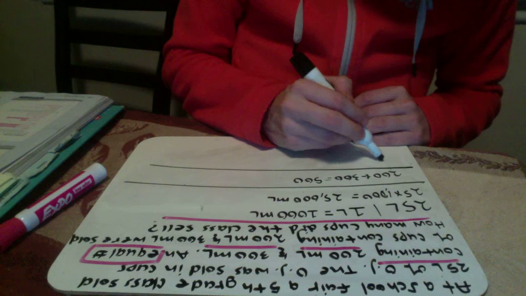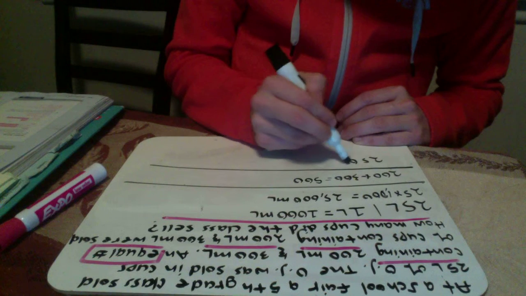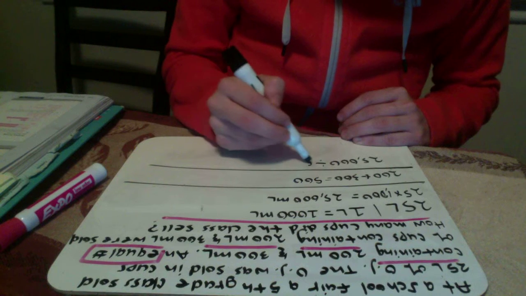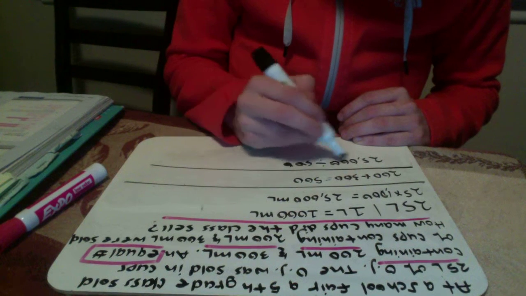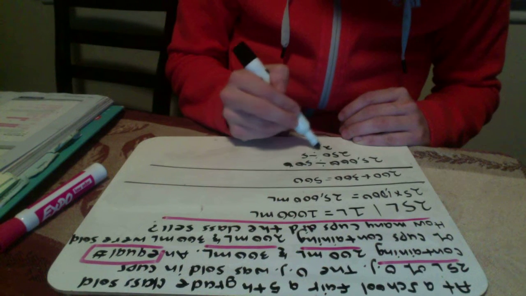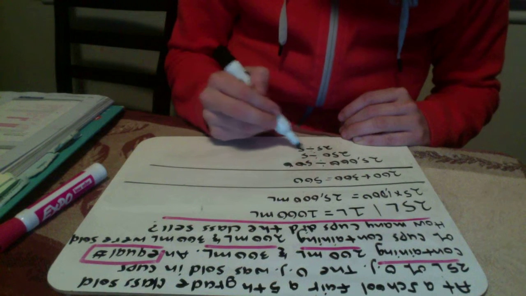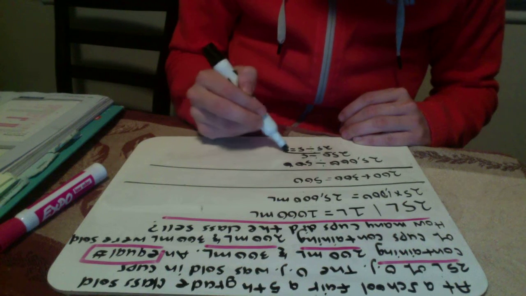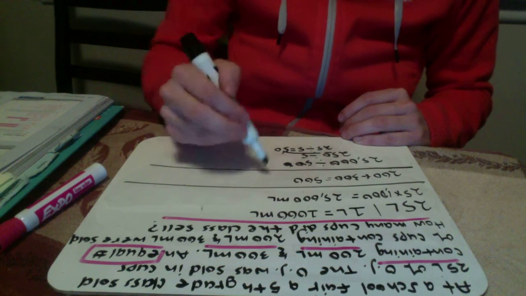Now if I take my 25,000 milliliters, which is my amount, and I divide that by 500, I'm just using our cross-out method from class, I end up with 50.